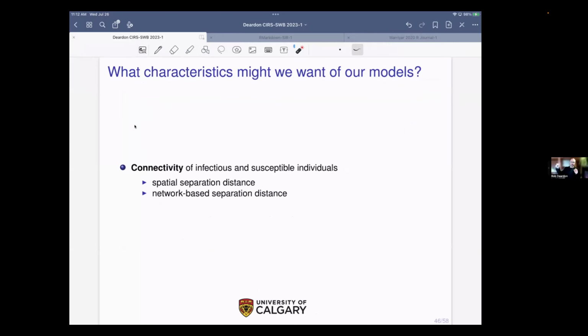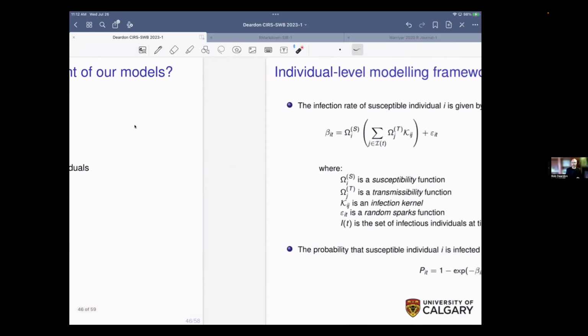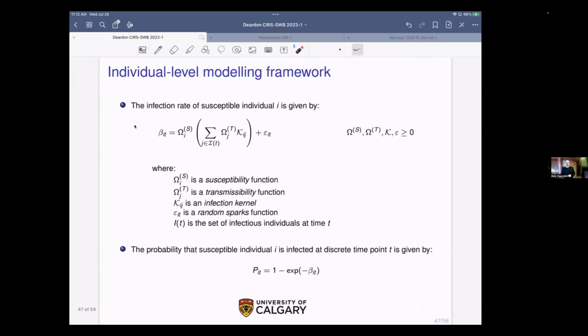We look at spatial separation. So there may be Euclidean distance, it may be the road distance between individuals, or network-based separation. Are you connected in a network? And if you're not, how closely are you connected in a network? Okay. And then the sort of modeling framework that we wrote down for that paper looked like this.